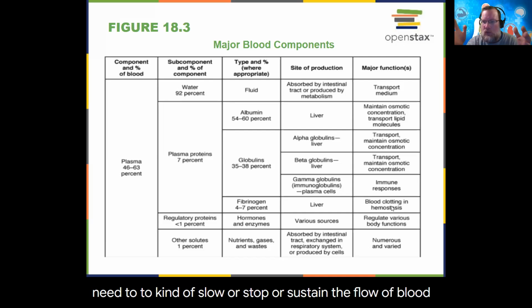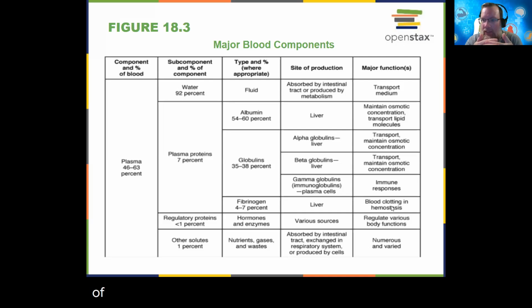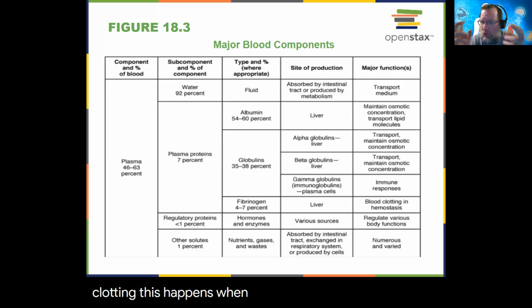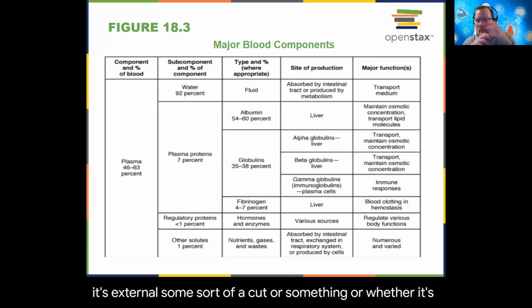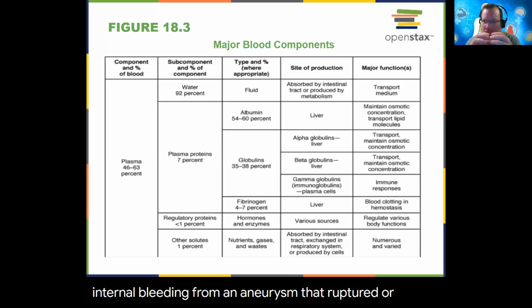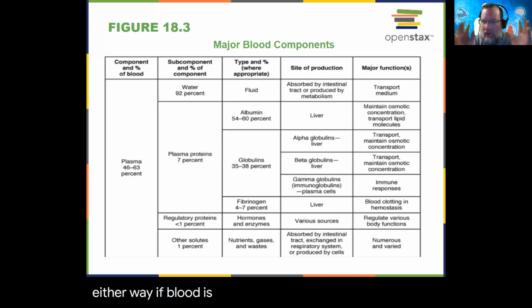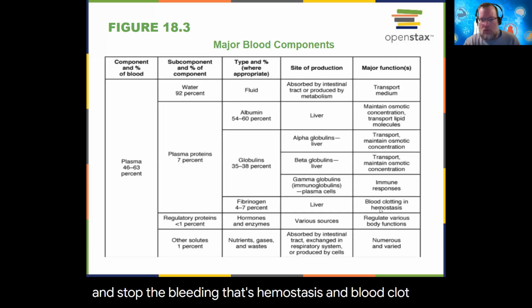Hemostasis usually involves preventing blood from leaving an area. So we need blood clotting. This happens when there's a breach or a break in a blood vessel. If there's an injury to a blood vessel, whether it's external, some sort of a cut, or internal bleeding from an aneurysm that ruptured, or maybe some capillary walls that have gotten weak, either way, if blood is leaving its blood vessel tubing, then we need to put a patch on the lining of the blood vessel and stop the bleeding. That's hemostasis. And blood clotting and creating kind of a net is what fibrinogen does.